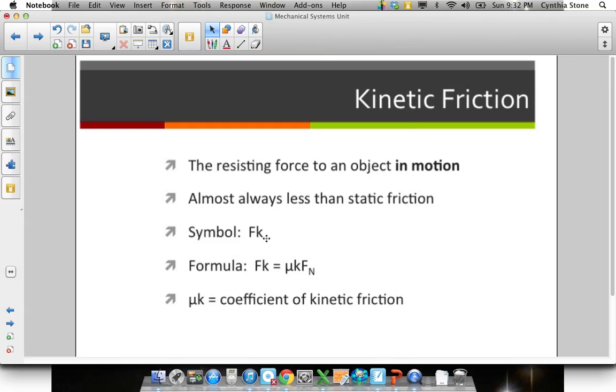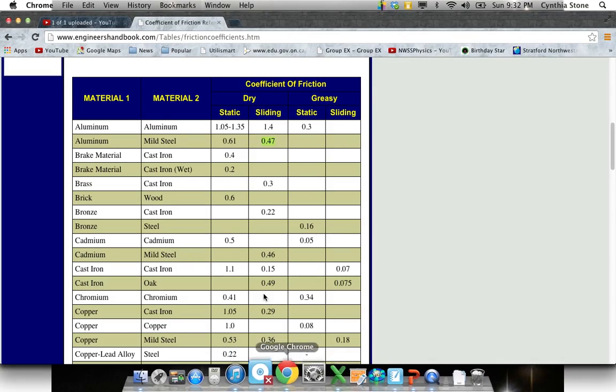So its symbol is Fk. One of the reasons, by the way, we call it kinetic and not sliding is, well, static is S, and how many Fs's can we deal with? So it's almost always less than static friction. And the reason why, of course, is this constant.